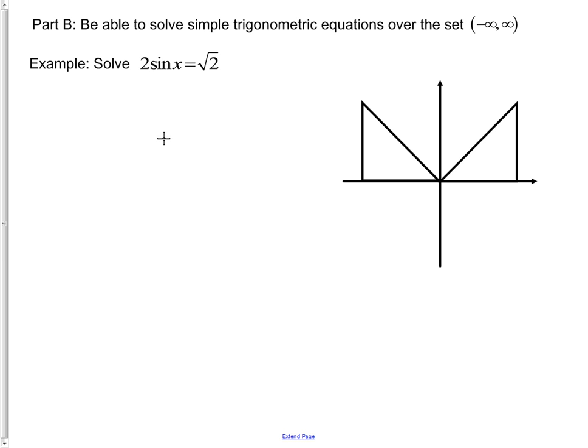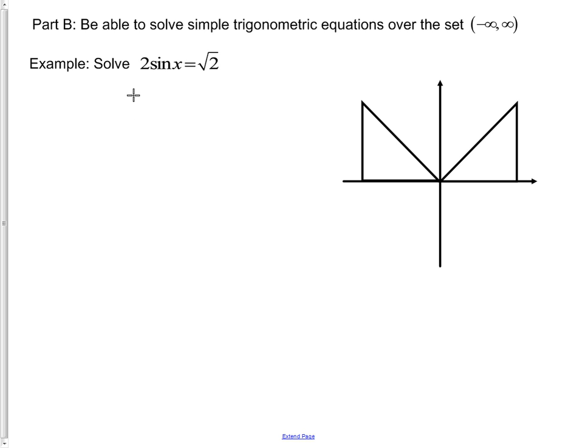So let's continue our discussion. This time, let's take it another step. We want to be able to also solve simple trigonometric equations over the set from negative infinity to positive infinity. What does that mean? Well, that means that we're not just limiting ourselves now to values of x that would make this equation true on the interval from 0 to 2 pi, but we're saying, all right, how could we possibly express the set of all of the angles that would make this equation true?